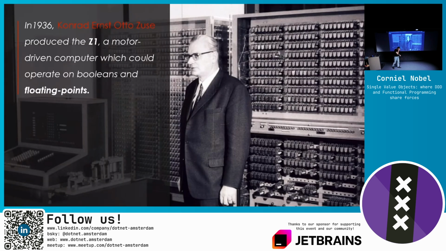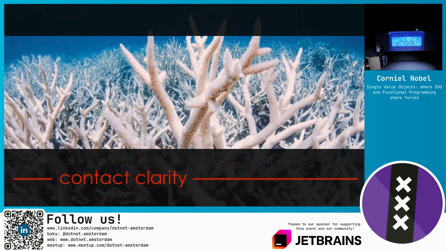Okay. Single value objects are not really new. Already in 36, my mistake, somebody, this guy, Zeus, designed a system that used booleans and floating points. 36-bit, by the way. Okay. So what does it deliver using single value objects?